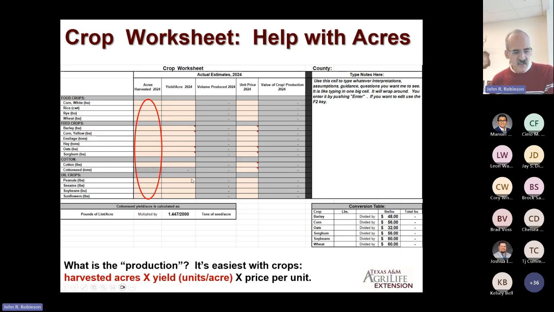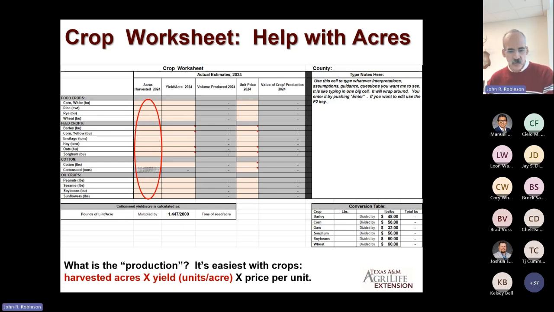When we're talking about the value of production of crops, it's pretty straightforward. We're talking about harvested acres times yield times the price equals a value. So there's a column here, the first one, for acres. There's a column for yield, the second column. The third column is in gray. That means you can't type in it. It's got a formula that's going to multiply those first two columns. And then when you add a price into the fourth column, it's going to put a value on that crop production. That's how this worksheet works, and it's how the next two or three worksheets work.